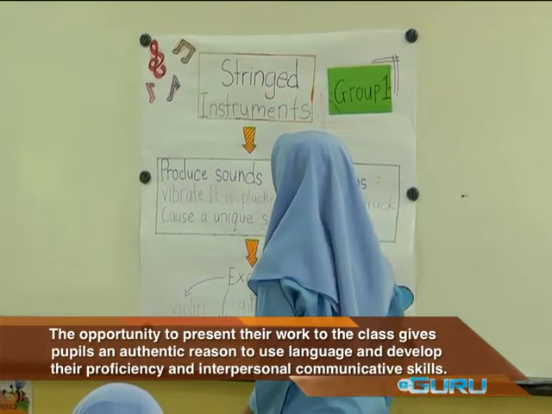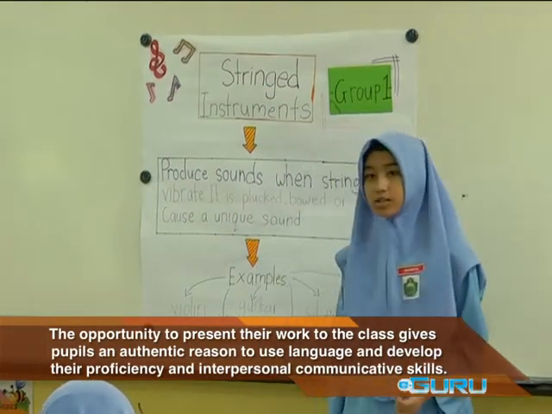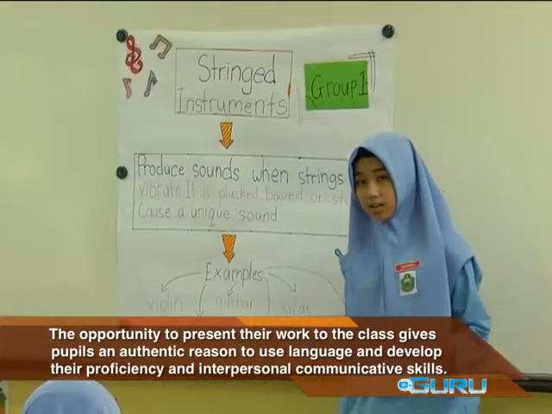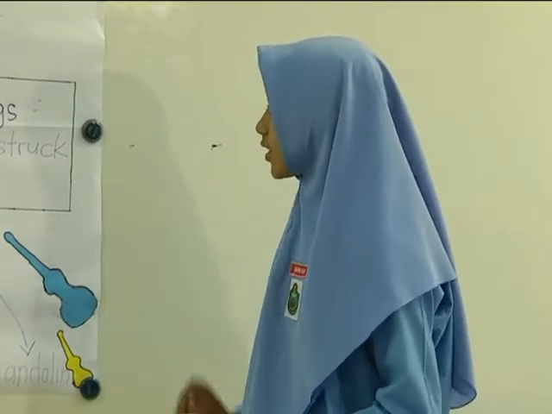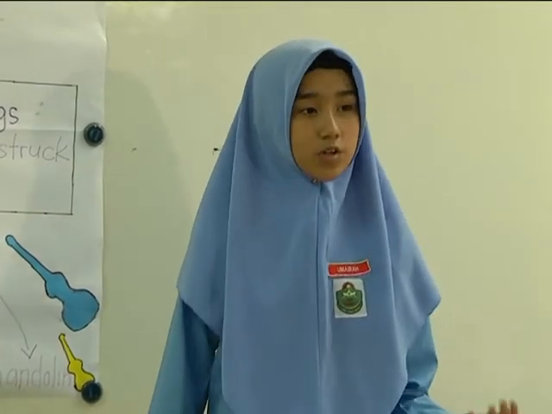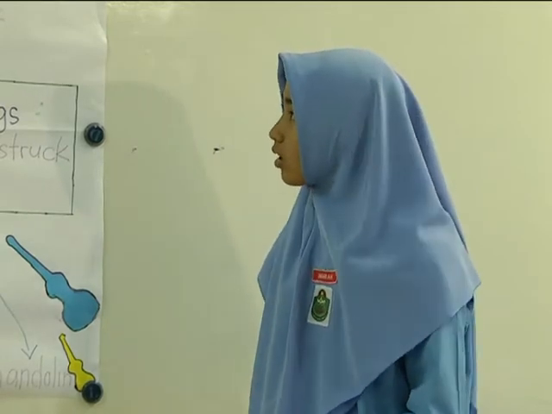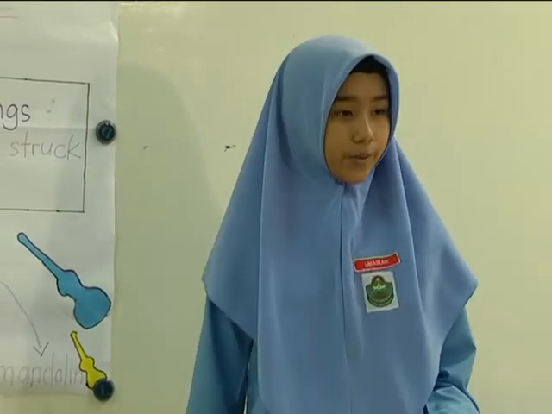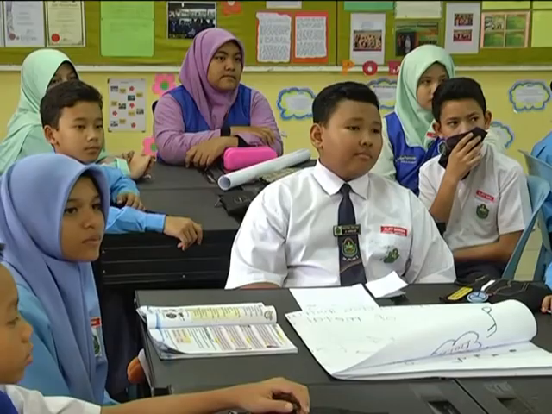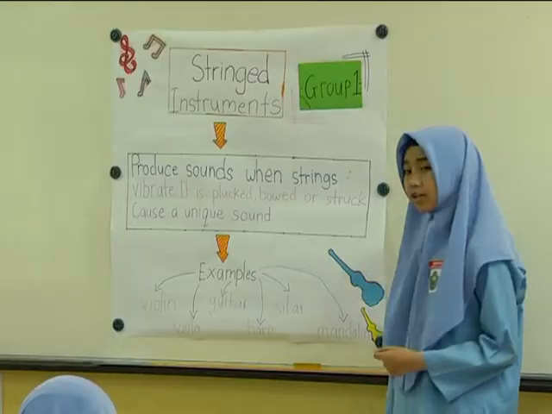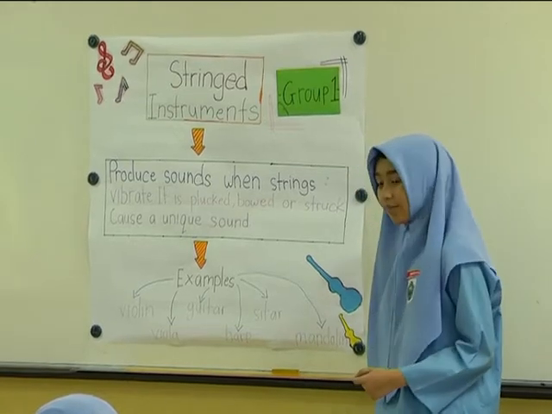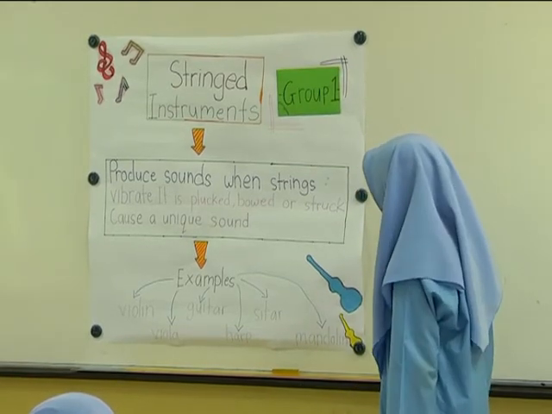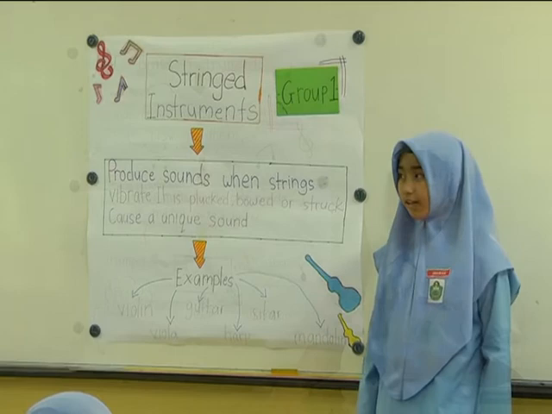String instruments produce sounds when the string is vibrated. String instruments can also be plucked, bowed, or struck. Either one of these techniques will make the strings vibrate. String instruments will also cause a unique sound. Some examples of the string instruments are the violin, viola, guitar, harp, sitar, and mandolin.